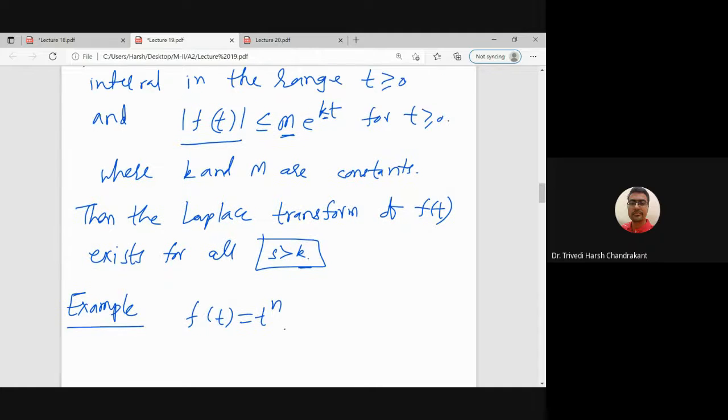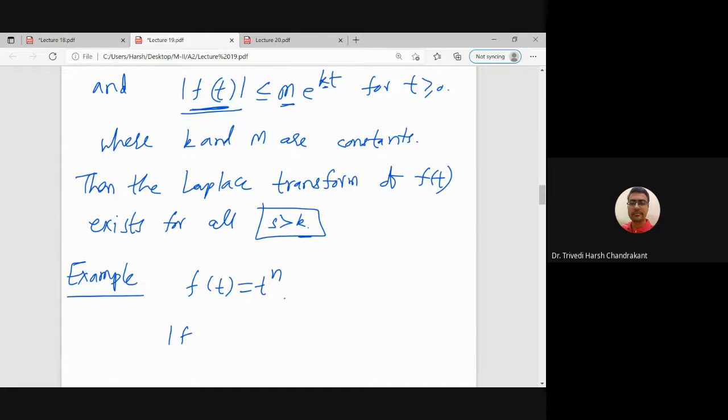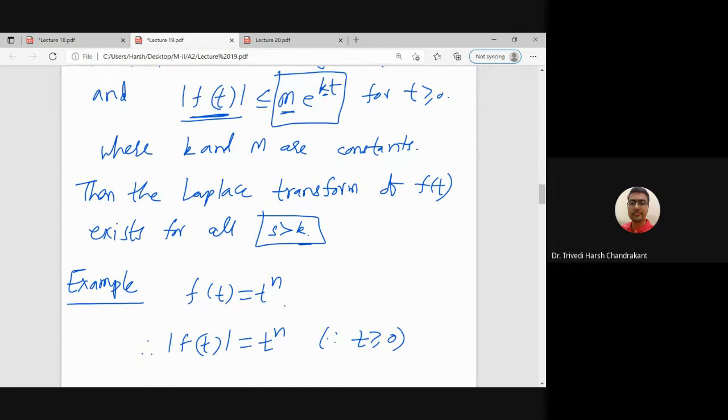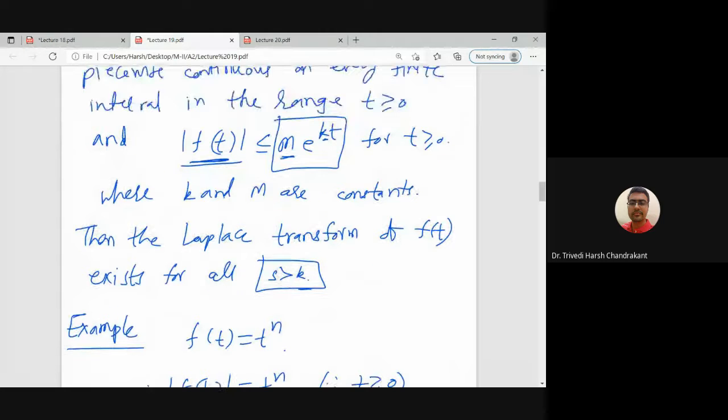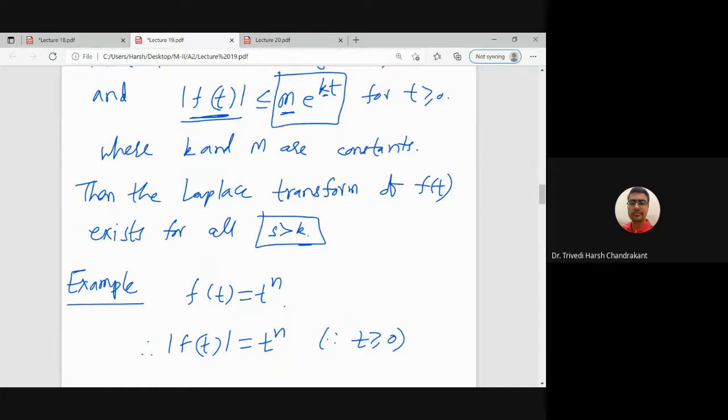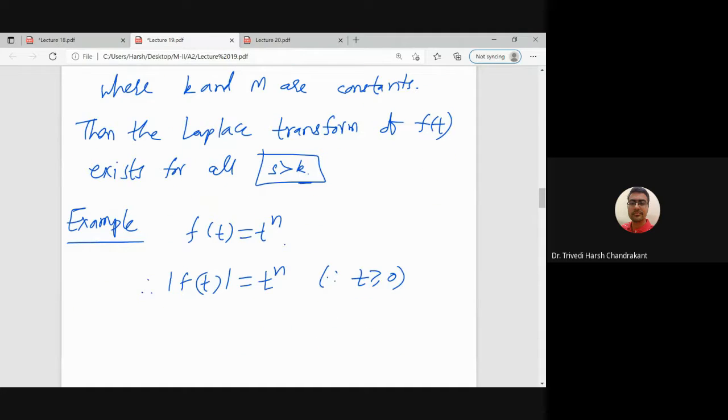So we need to compare the modulus of t^n, because t is non-negative, the modulus of t^n is t^n, right? We are integrating over the interval 0 to infinity. So now what M and k can we find, so that the modulus of f(t) is less than or equal to M e^(kt)? If we take, for example, k to be some number, 1 let us say, right? So suppose we take k to be 1.